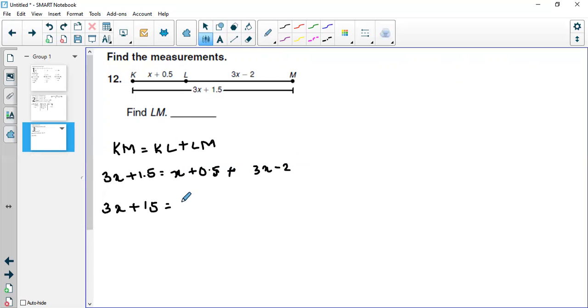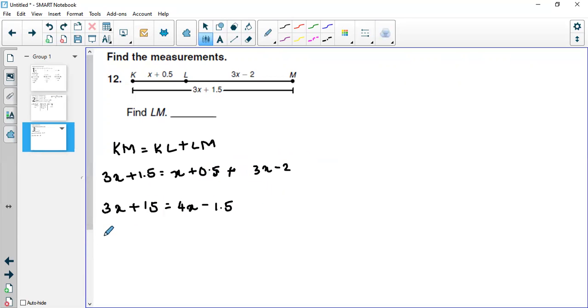So x plus 3x is going to give me a 4x. 0.5 minus 2 is going to give me a negative 1.5. 2 minus 0.5 is 1.5, right? And this is mental math. I cannot show you each and every step. By now you have to be perfect in mental math. Only then can you do algebraic expressions quickly.